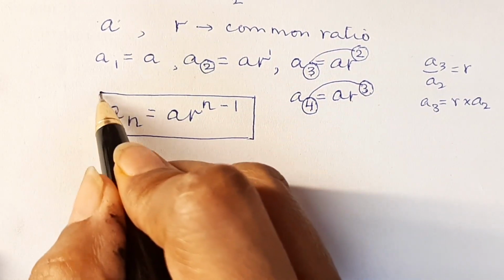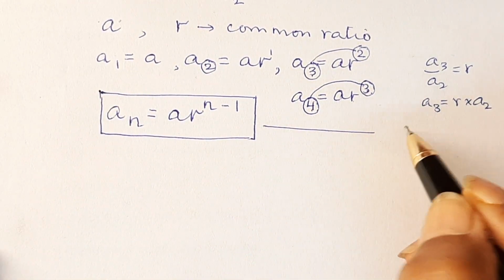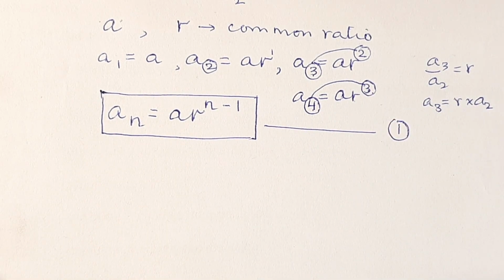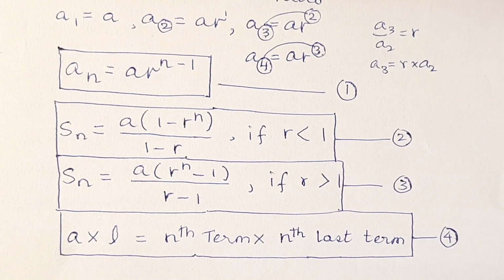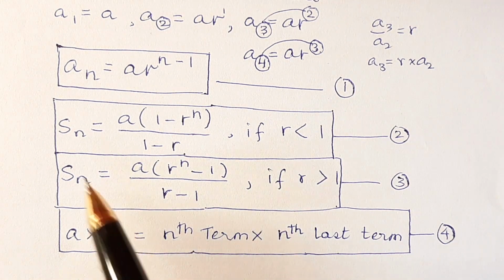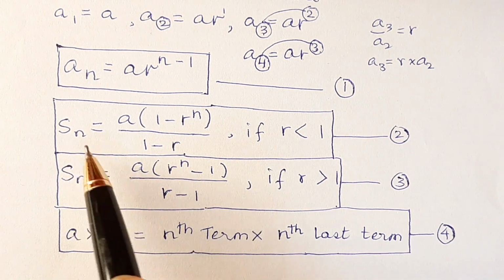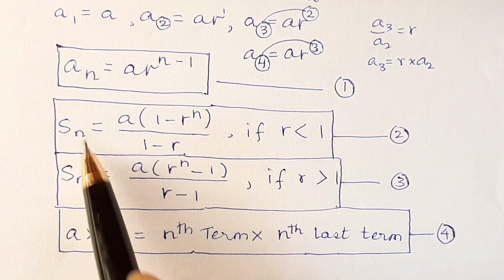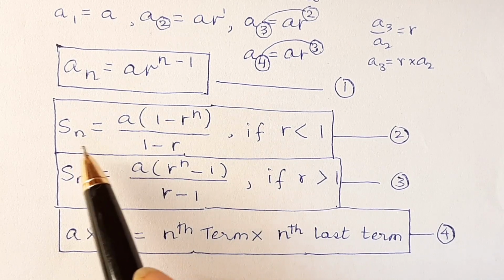What does our first formula tell us? It tells us the nth term of the geometric progression. Some other formulas which will be very helpful for us to solve questions on geometric progression are Sn, which means the sum of n terms. Now Sn has two formulas.